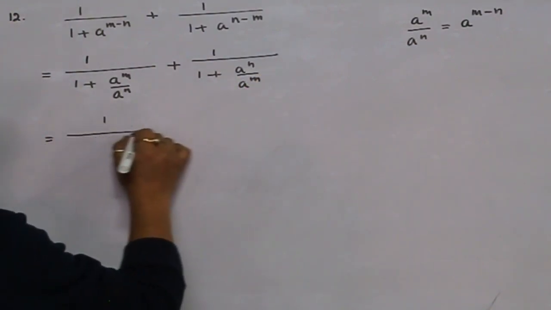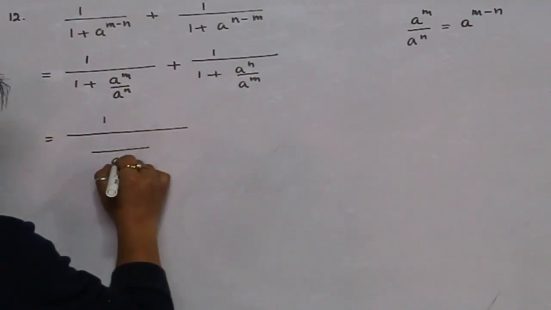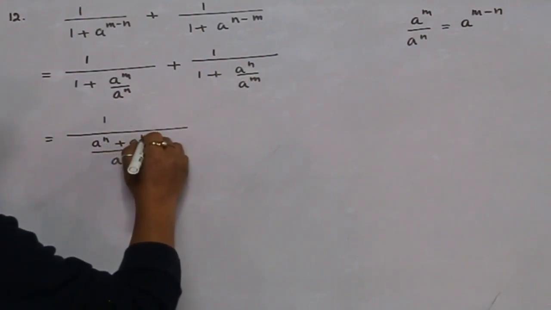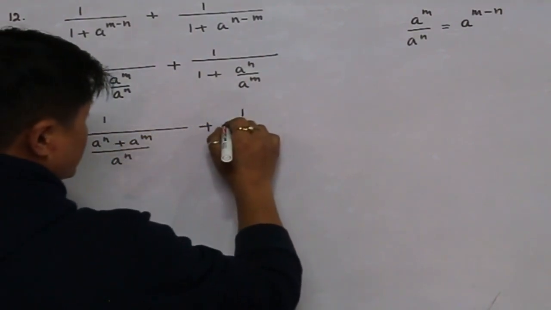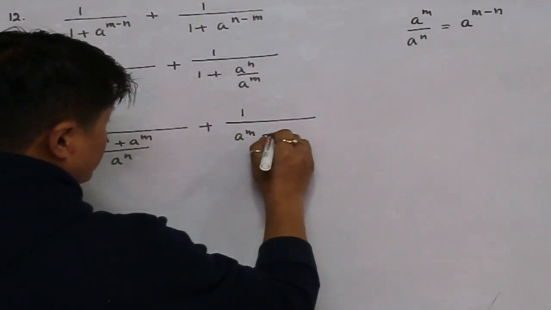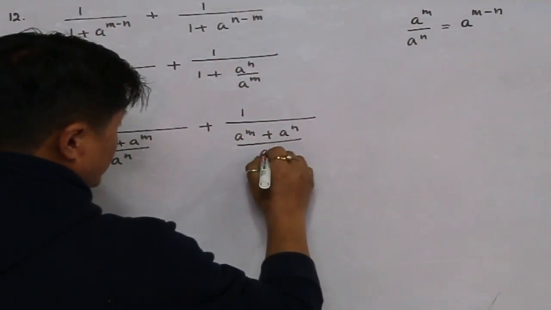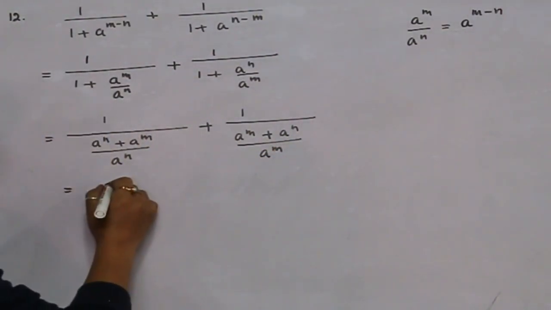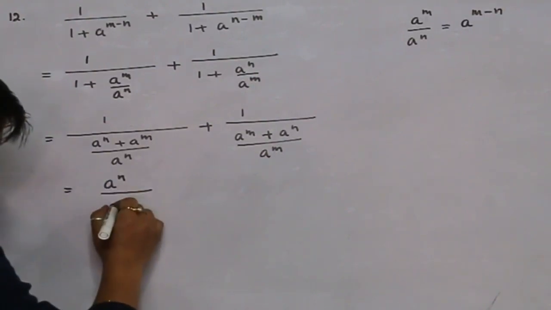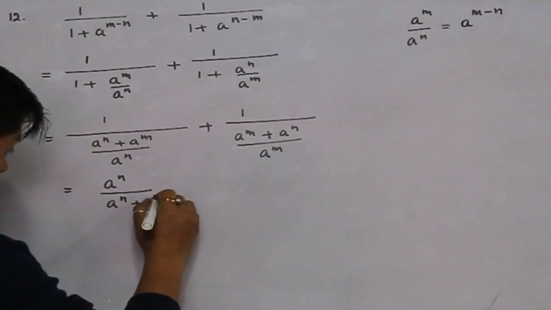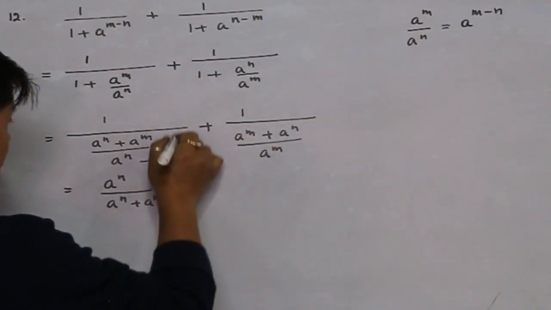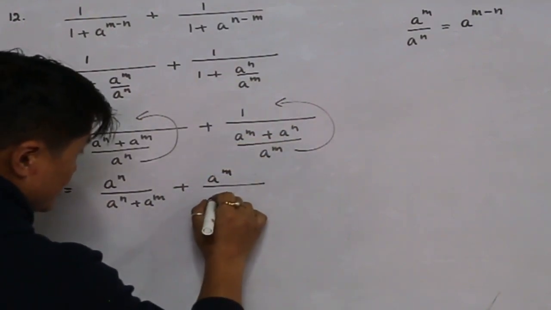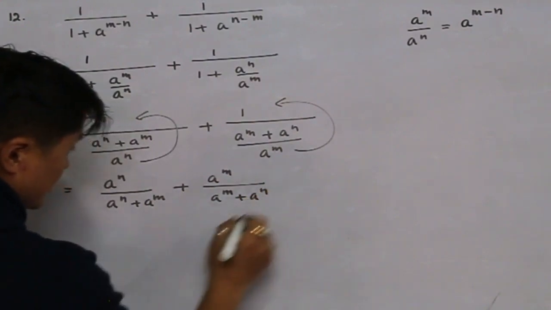So, this will be 1 divided by, take the LCM here, a to the power n, this will be a to the power n plus a to the power m, plus 1 divided by a to the power m plus a to the power n, whole divided by a to the power m. We have taken the LCM here. So this will go to the numerator, this will become a to the power n divided by a to the power n plus a to the power m, plus this will also go to the numerator. a to the power m divided by a to the power m plus a to the power n.